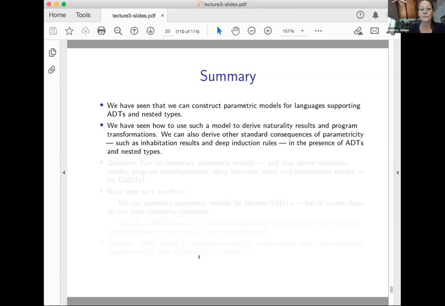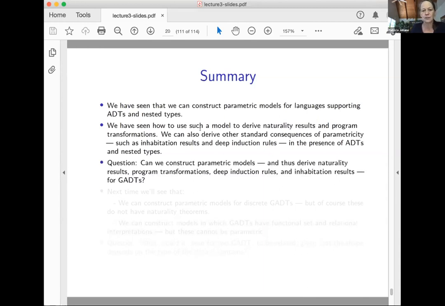We've seen how to use parametric models to derive naturality results and program transformations, and some other non-naturality parametricity results. I should maybe mention, I know there've been some questions in the Slack channel about induction, and you can see induction as unary parametricity. Parametricity, like we've been talking about, uses binary relations. If you just thought of your relations as unary relations, in other words, predicates, then parametricity in that unary setting is exactly induction. So if you're thinking, I've got these crazy data types, can I induct over them? It's like, well, can you build a parametric model? We've seen how you can do some interesting things. We haven't seen it in any detail, but there are lots of papers out there that show that.